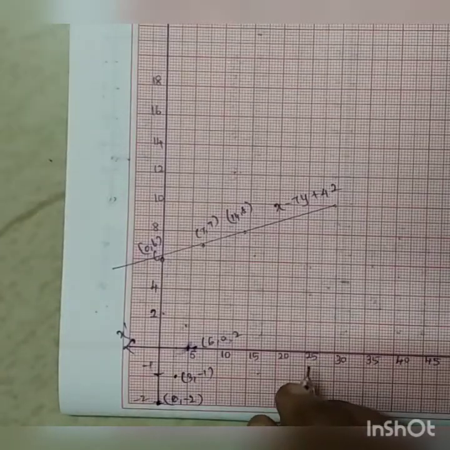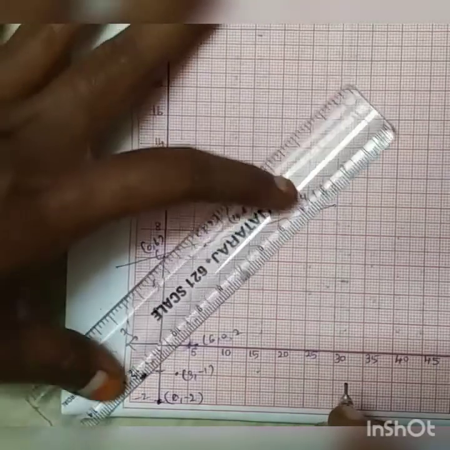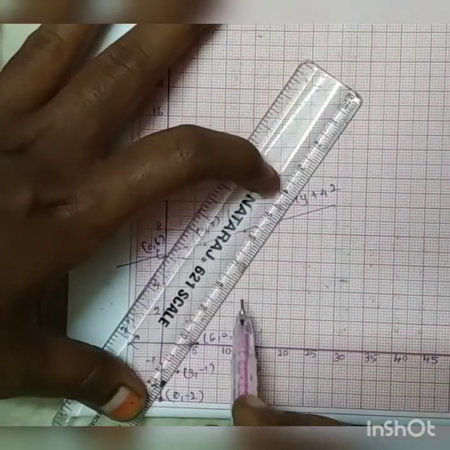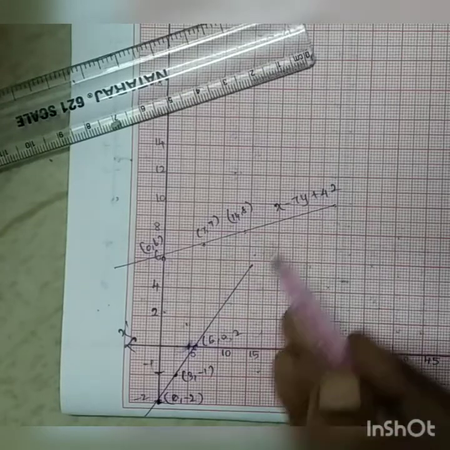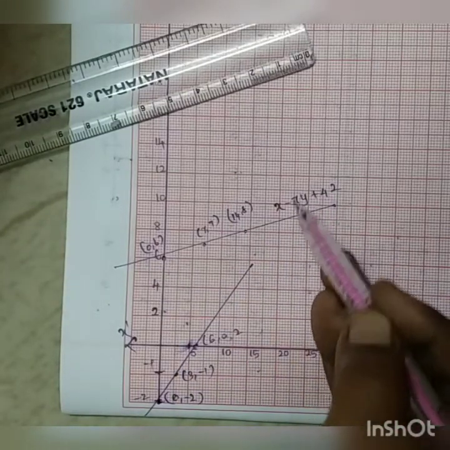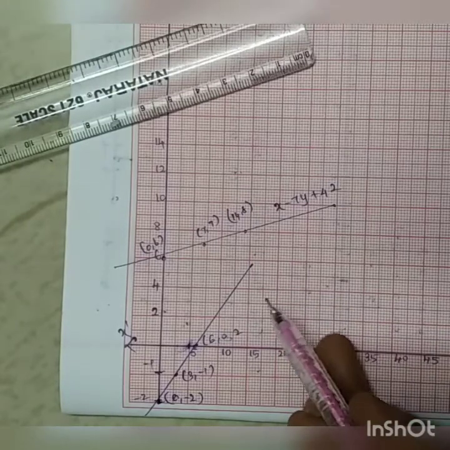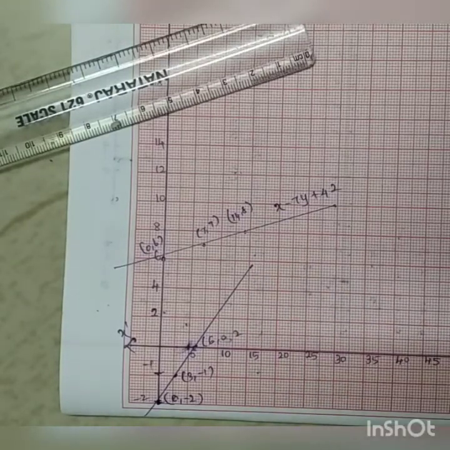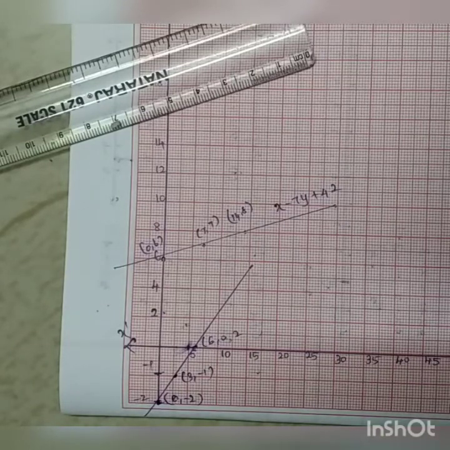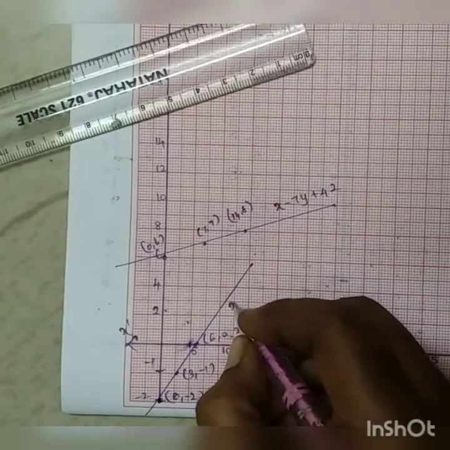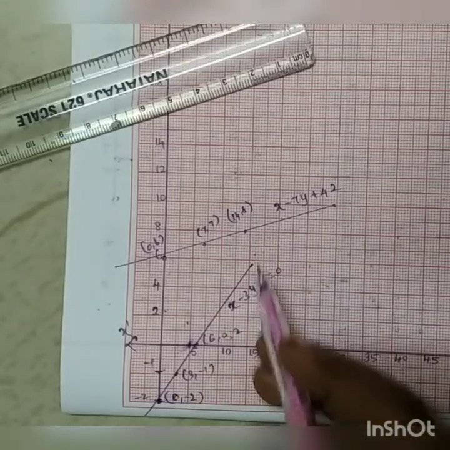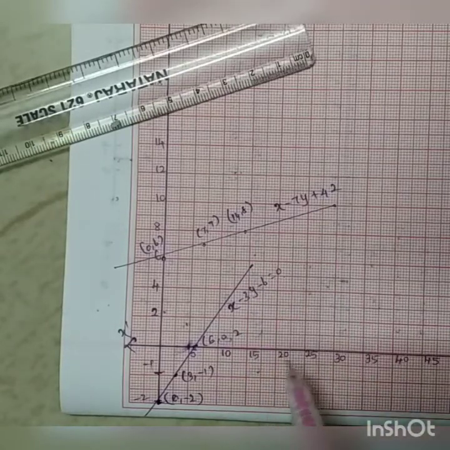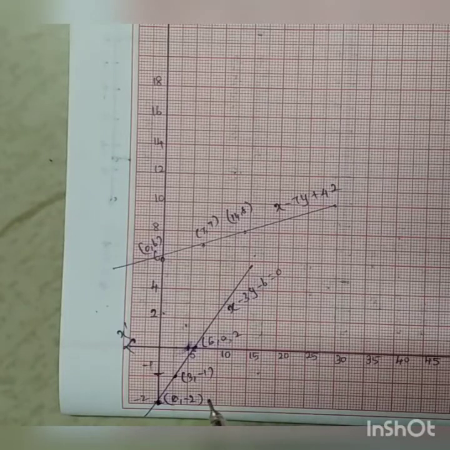Now the graph will be in this way. If we extend this line and this line, these two will intersect at some point. Where these two intersect will be the solution of the given two equations. This is the line of the equation x minus 3y minus 6 is equal to 0. Where these two intersect, that will be the solution. This is the graphical representation of this question, and the algebraic representation is the equation we have framed there.